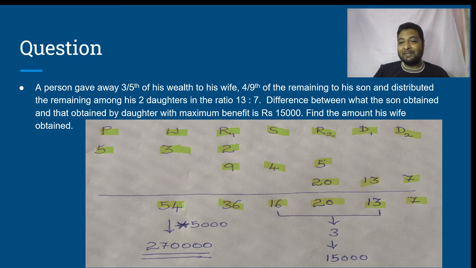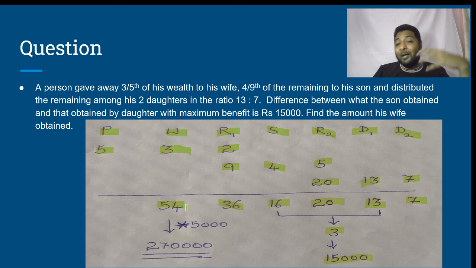The difference between what the son got and what the daughter with maximum benefit got: that is 16 wallets and 13 wallets. What is the difference? 3 wallets is the difference. Now this 3 wallets has how much money? 15,000 rupees. If 3 wallets together have 15,000, then each wallet has how much? 5,000 rupees. If each wallet has 5,000 rupees, how many wallets did his wife get?